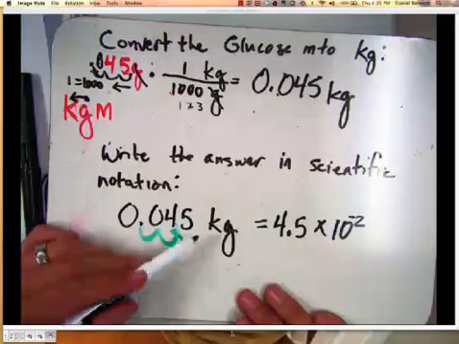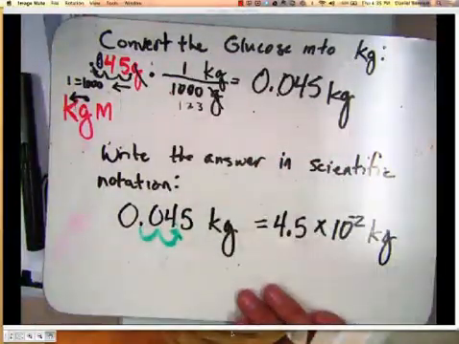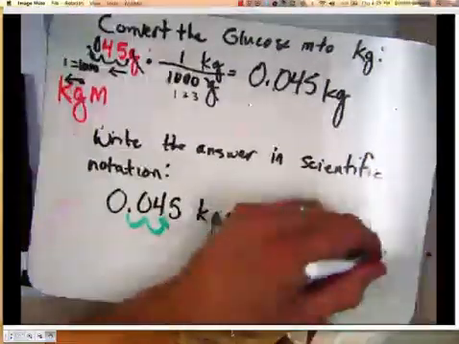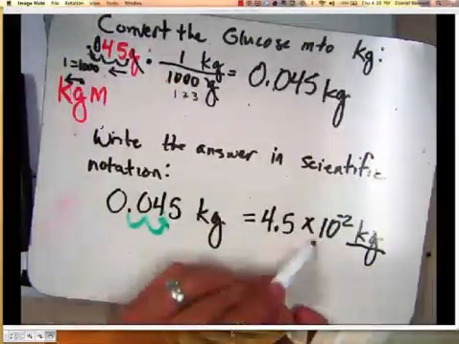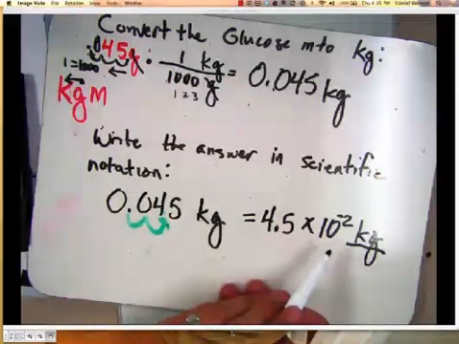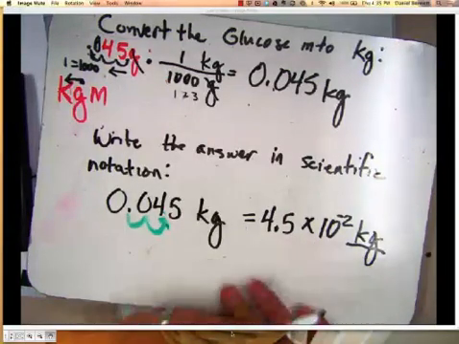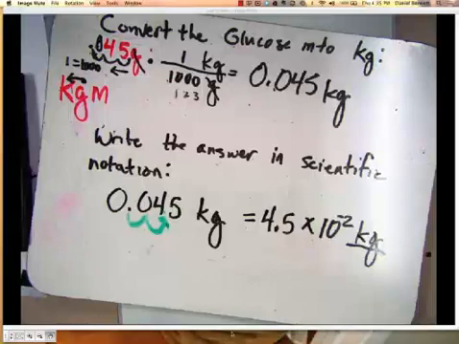And last but not least, we never have naked numbers. So we go over here and we add our kilograms. The kilograms goes on the outside. It doesn't go in here. It's on the outside because this times 10 to the negative 2 is part of the number. That's how you solve it. Look over this, practice it, make sure that you can do it on your practice problems and your review for the test, and you should be good to go.